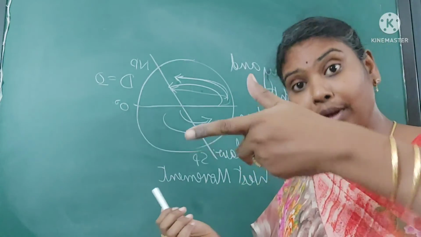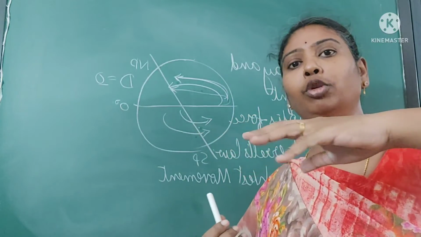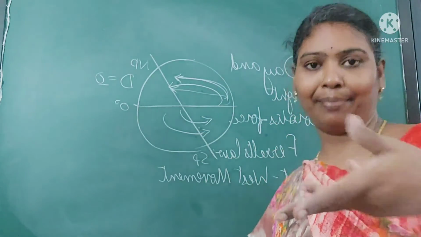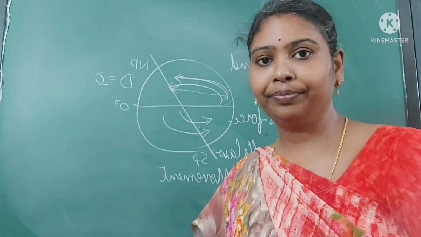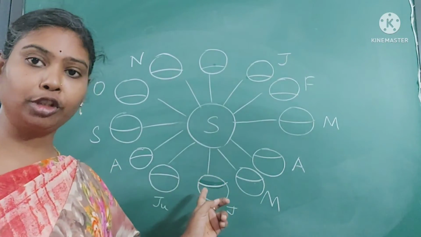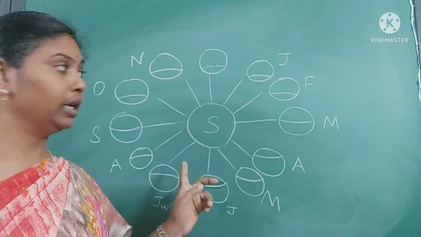Earth is not moving from west to east. It's moving from east to west. The opposite is happening. That is what we feel. Right? Now here we see different positions of the sun in different months.